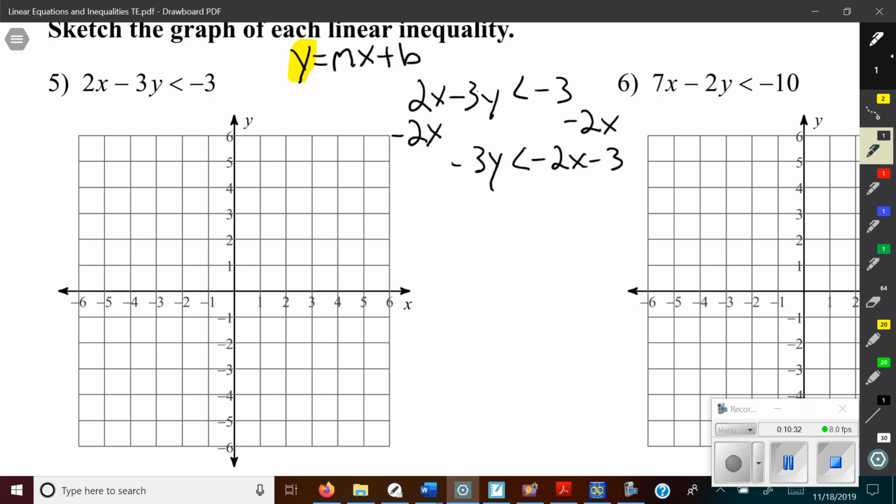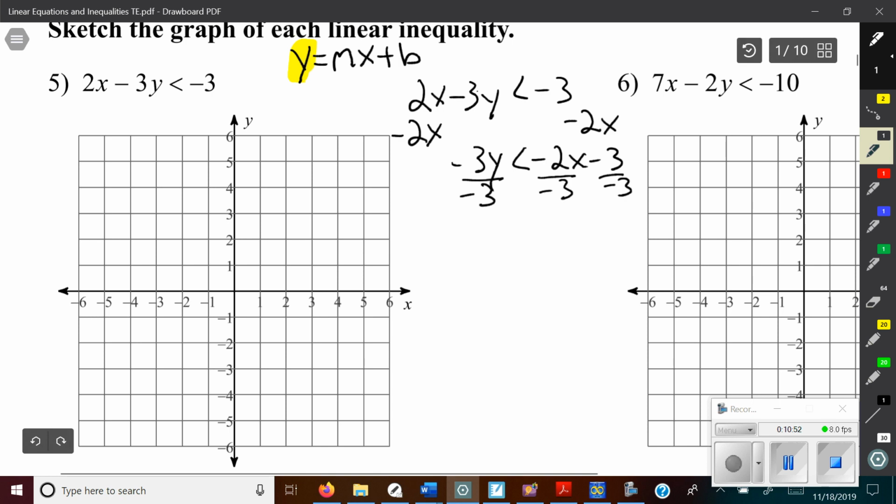Okay, now what I'm going to do is go ahead and remove this multiplication, this negative 3y here. I'm going to divide by negative 3 so that turns into 1y, which is what I want. But remember, when you divide by a negative, you have to flip your inequality around. So that's going to make this y is greater than, and then negative divided by a negative is a positive, positive 2 over 3x. And then negative divided by negative is a positive, and 3 divided by 3 is 1.